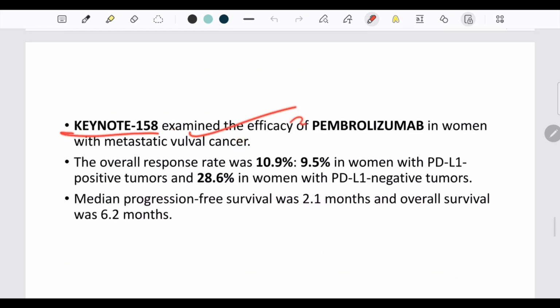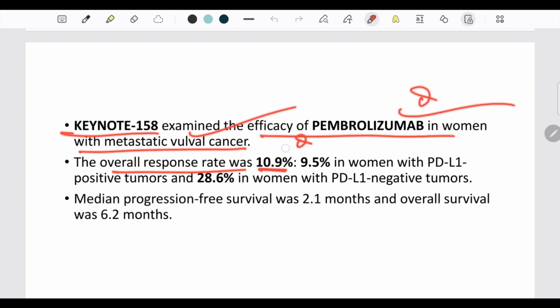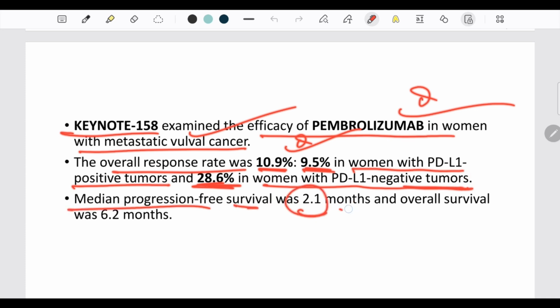Keynote 158 examined the efficacy of pembrolizumab in women with metastatic vulval cancer. The overall response rate was 10.9%, 9.5% in women with PD-L1 positive tumor, and 28% in women with PD-L1 negative tumor. Median progression-free survival was 2.1 months and overall survival was 6.2 months.